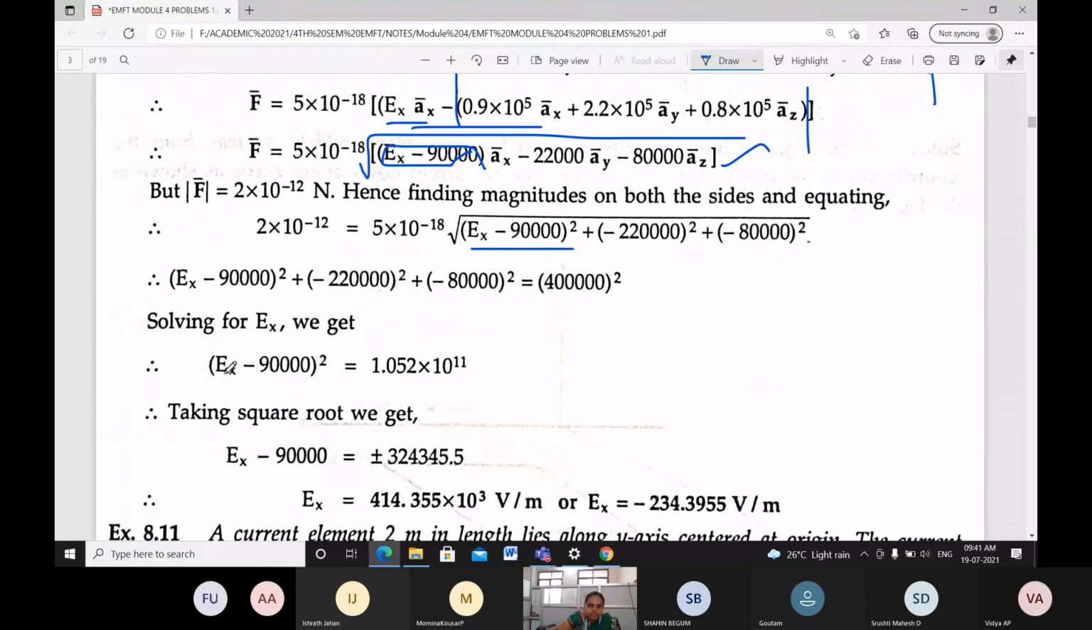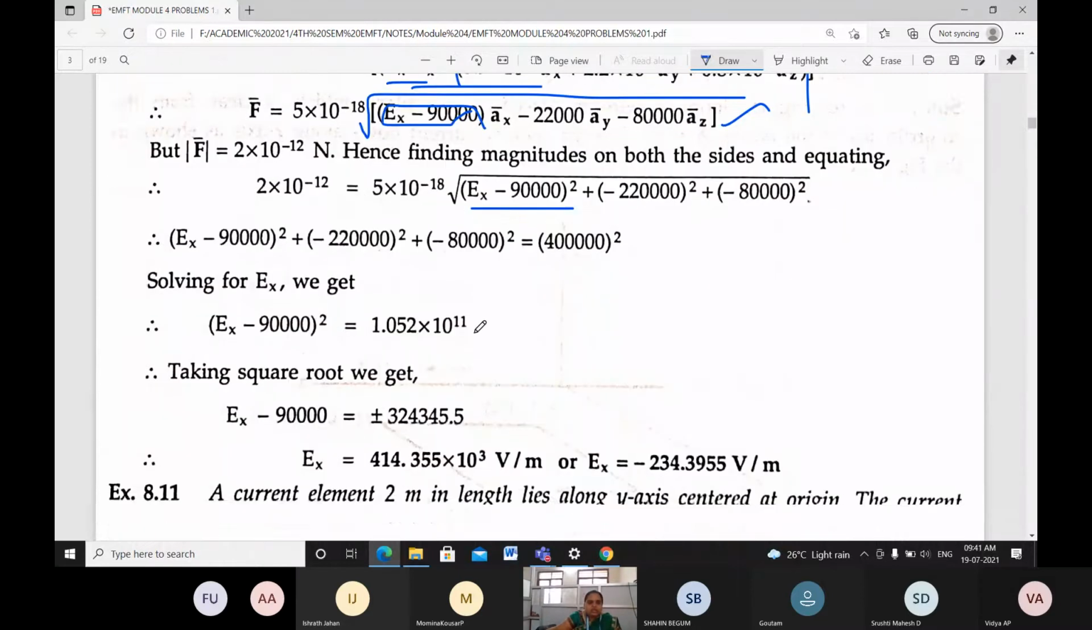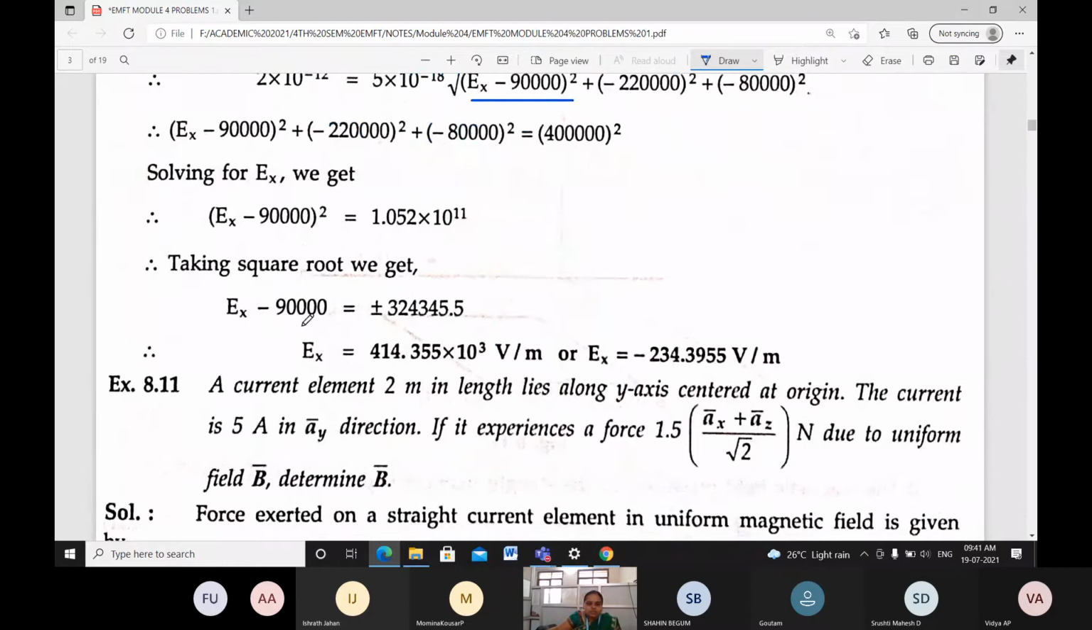You will be getting (Ex minus 90,000) square is going to be equal to 1.052 into 10 raised to 11. And then take the square root on both sides. Then go calculation of your Ex. You will be getting, based on this value, 414.355 into 10 raised to 3 volts per meter. Or else in the negative way, it's going to be in the opposite direction. It is of 234.3955 volts per meter. This is how you will be getting the values.